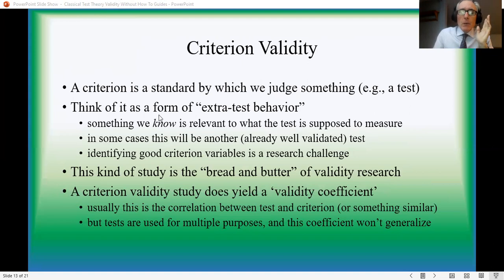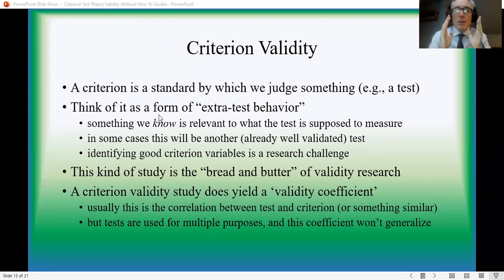Now, criterion validity is really the centerpiece here, although not the end goal. A criterion is an external standard, some form of extra test behavior, something that we know is relevant, we know is important to what we're trying to measure. In some cases, you have a test that already exists that works pretty well. If you came up with a new intelligence test, you'd be rather foolish not to correlate results on your intelligence test with those on things like the Wechsler intelligence scales, the Kaufman Assessment Battery for Children, or the Stanford-Binet. Those already have well-established levels of validity, measuring something that we're calling intelligence. So your test ought to correlate pretty strongly with theirs.